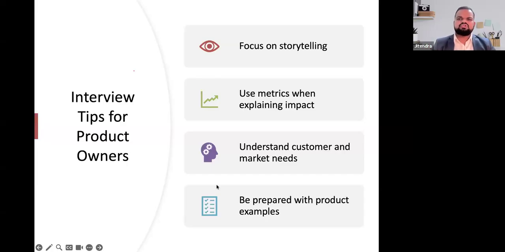Second one is use metrics when explaining impact.